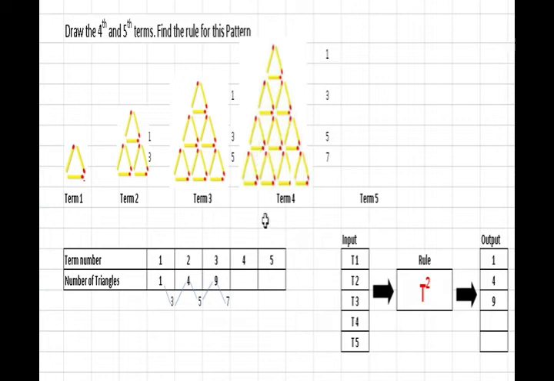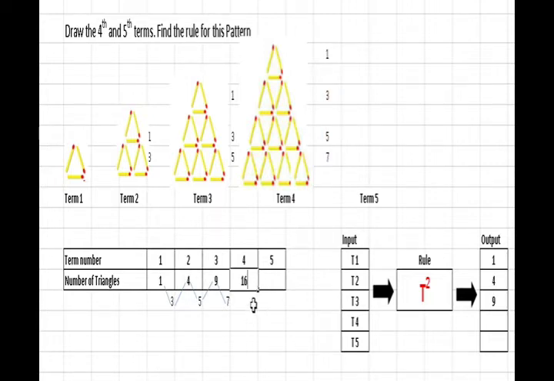Now, if I want to know how many triangles there are in term 4, you could do one of the following. You could count the triangles individually, 1, 2, 3, 4, 5, 6, 7, etc. Or you could add 1 plus 3, which is 4, 4 plus 5, which is 9, and 9 plus 7, which is, can you tell me? 16. All right. Okay, and that's how we can get our answer.